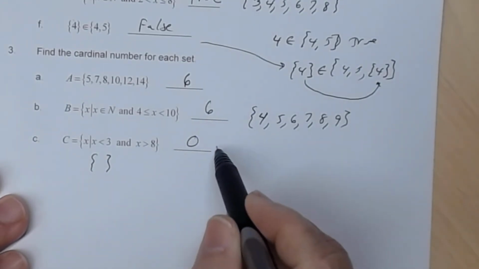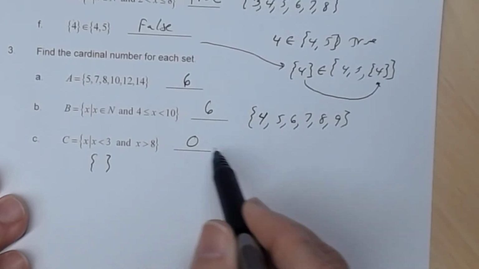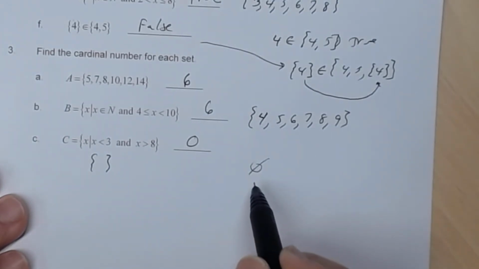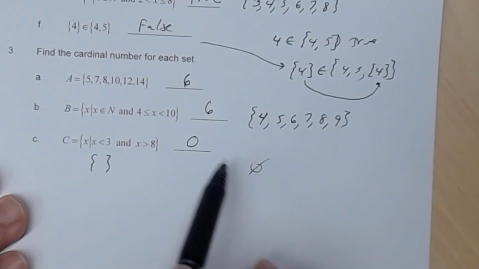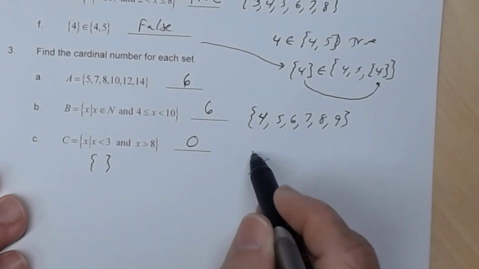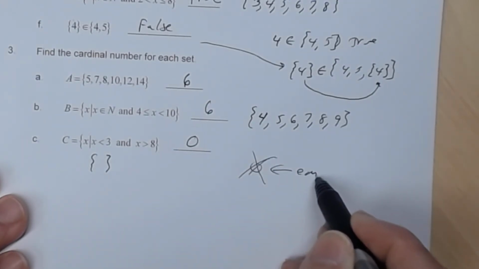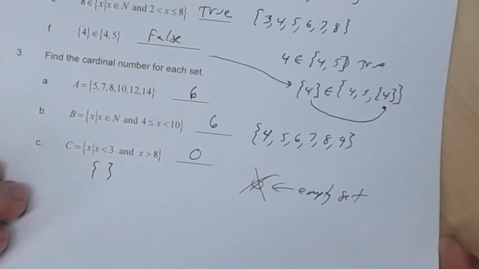Okay, now make sure you're using the number or the symbol for 0. Don't use this. Some students use this for 0, but remember, we're dealing with sets here, so don't confuse yourself. This means empty set, this means 0, so don't use this. That's the symbol for empty set. All right, so that's number 3.